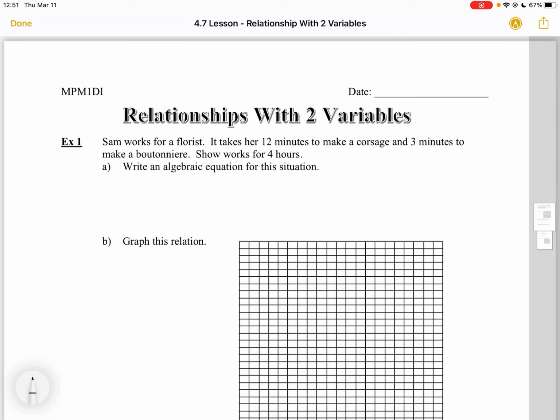This video goes over relationships with two variables. In this example, we are looking at corsages and boutonnieres. So we're going to define those two variables first. So C is the number of corsages, and we'll use B for the number of boutonnieres.